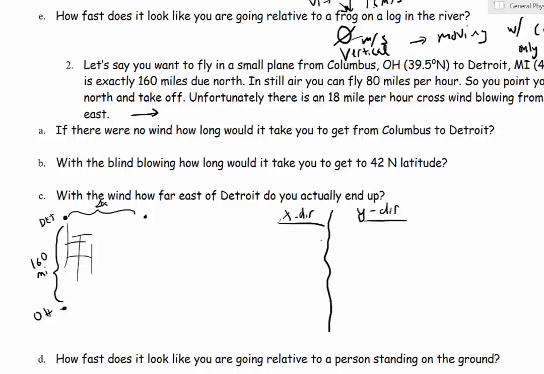Beautiful. So with no wind blowing, I'd be going in the y direction. My vertical displacement would be 160 miles. I'm going 80 miles per hour, and I'm pointing my plane straight north. So my Vy is 80 miles per hour. And then I can figure out what my change in time is. I'm not going to use the kinematic equation because I was not accelerating. So I'm going to use my equation for constant velocity. Displacement is equal to that constant velocity times the time.